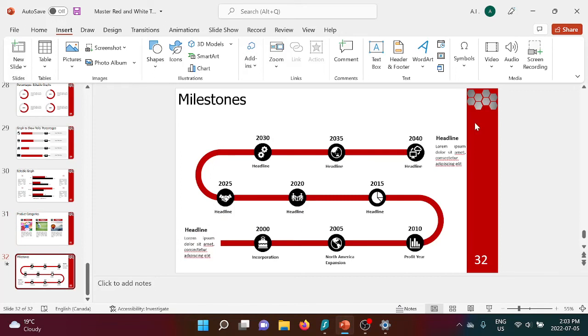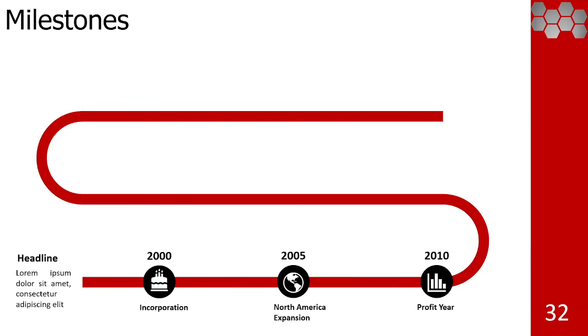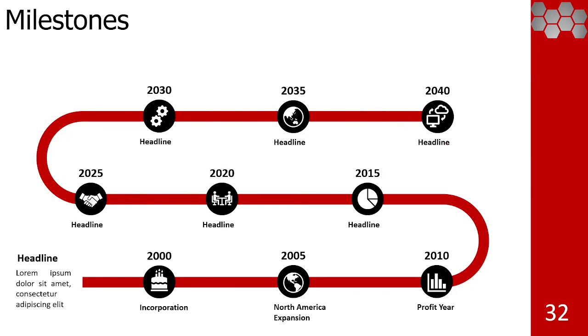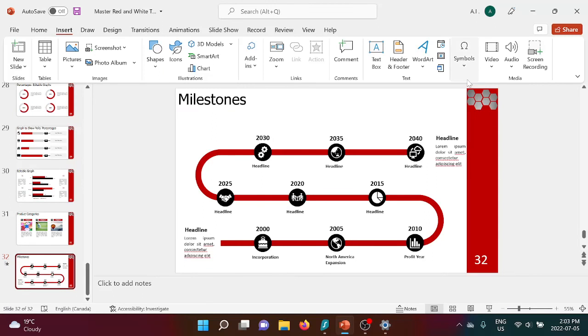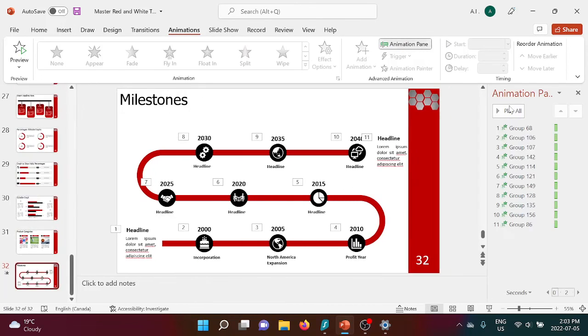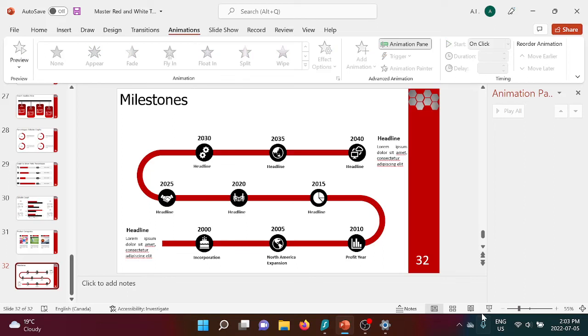The last slide is Milestone. This is an animated slide. Let's just check the animation first. A slideshow, right click, add your headline, introductory headline, milestone 1, 2, 3, 4, 5, 6, 7, 8, 9, and a concluding headline. Again, if you don't want animations, go to animations here, go to animation pane here, click here, do Control A, select all, delete, or just hit remove. Now there you go, no more animations.